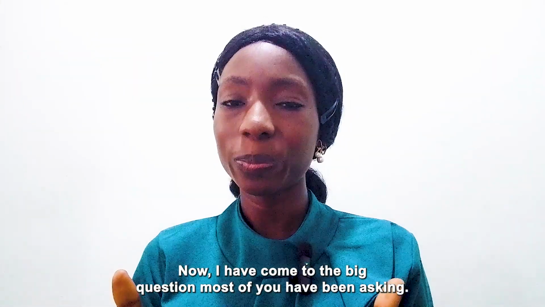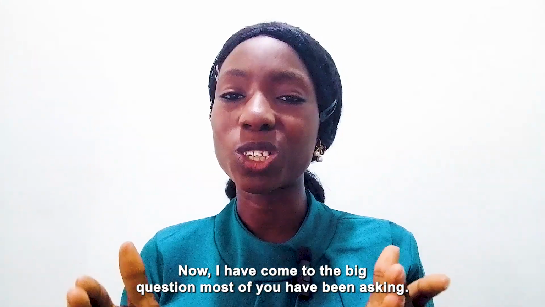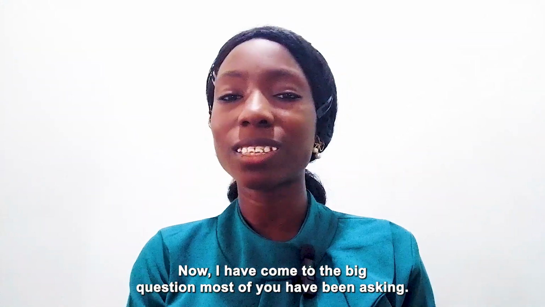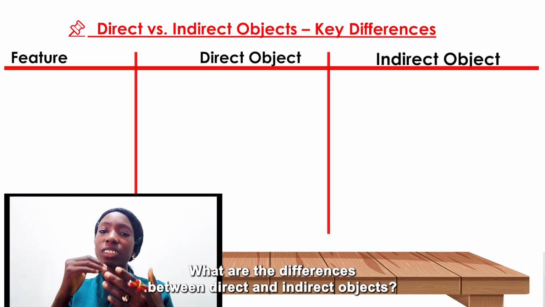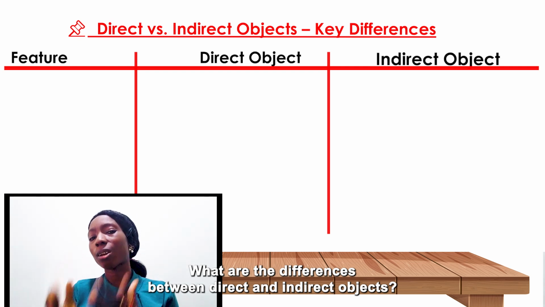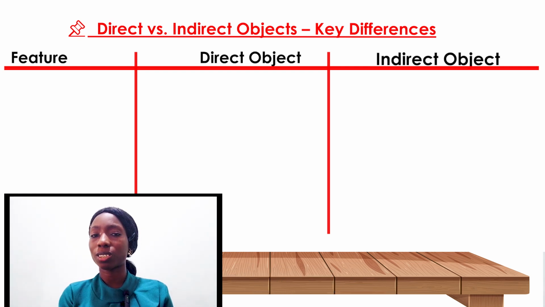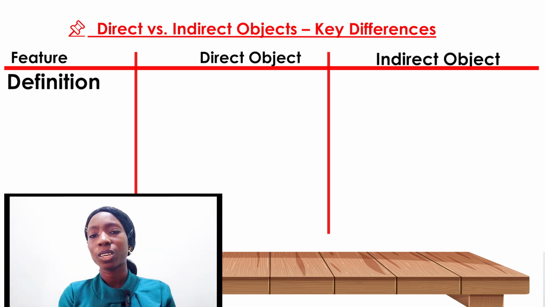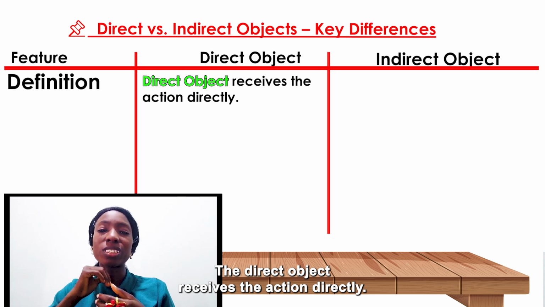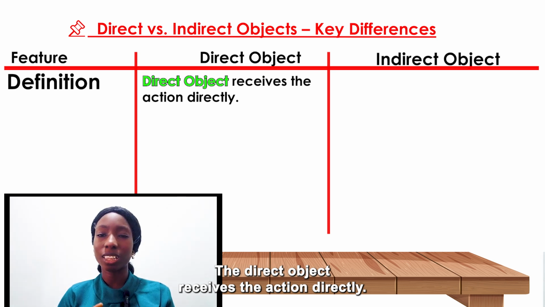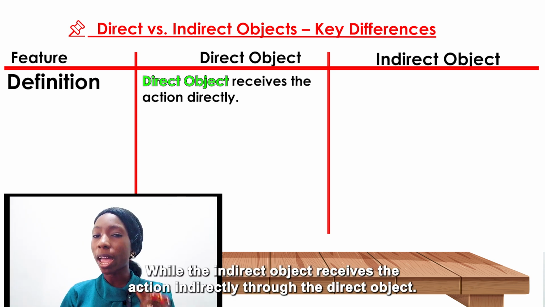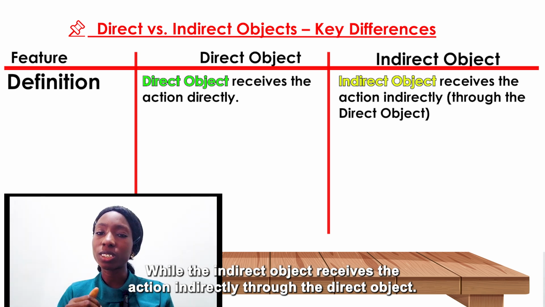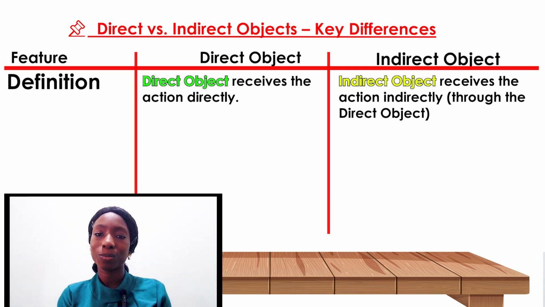Now, I have come to the big question most of you have been asking. What are the differences between direct and indirect objects? Let's start from the definition. The direct object receives the action directly, while the indirect object receives the action indirectly through the direct object.